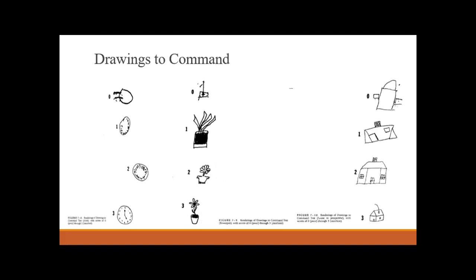Next, we have the drawings to command. Now, this we ask the patient to like draw a clock, and we tell the patient the time, that is, draw a clock with the given time. Or we ask the patient to draw a daisy and flower or a house in perspective, so that we can see two sides and a roof.